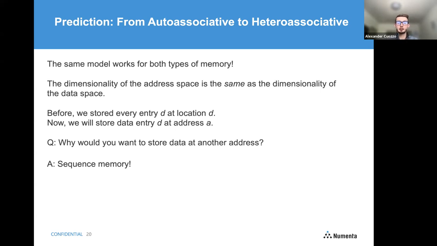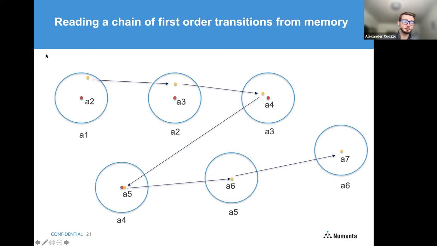So yeah, the idea is that you can store various types of transitions. And then when you want to use your sequence memory, it operates in a very similar way. This took me a little bit to understand why this was the case, but I promise this works. If you're trying to recall a chain of first order transitions from memory, let's say you're at address A1 and address A1 points to A2, right?